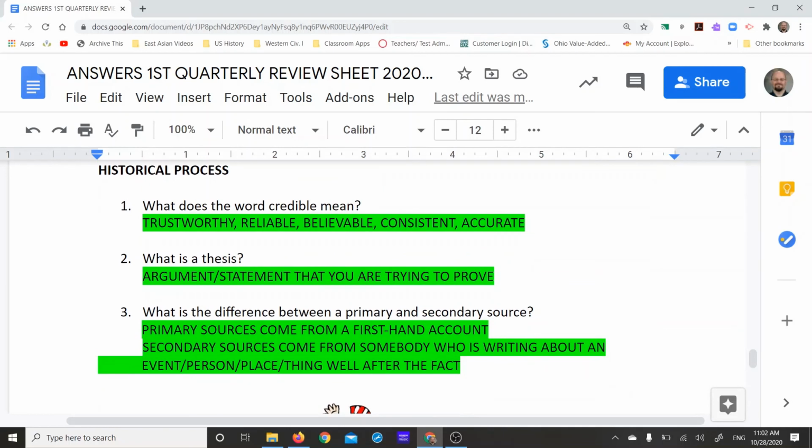Question number 3 and the last one. What is the difference between a primary and a secondary source? Primary sources come from a first-hand account. A diary, a journal entry, a photograph. These are all first-hand accounts.